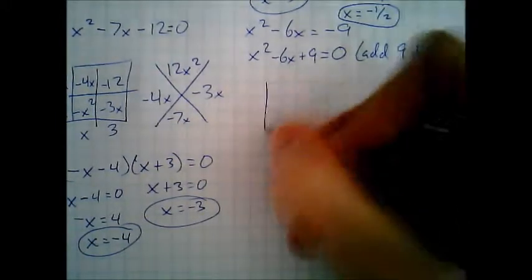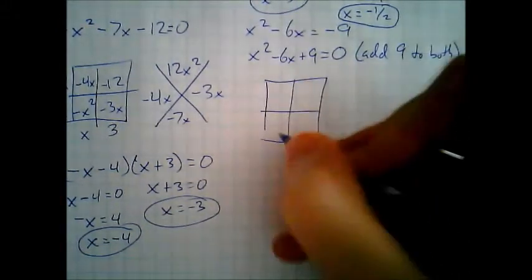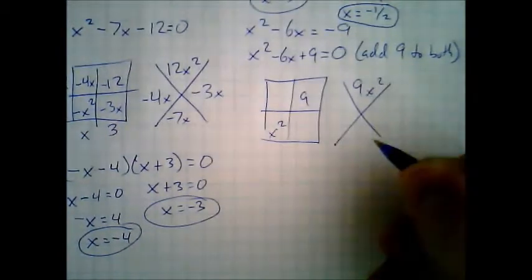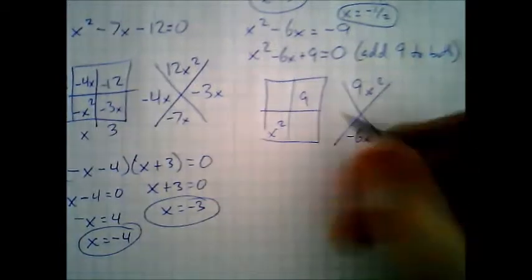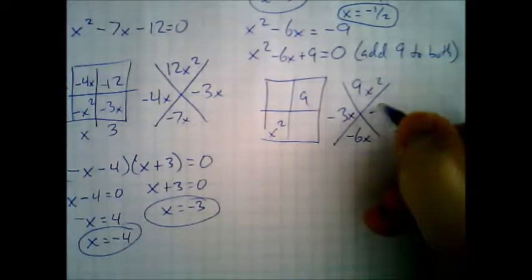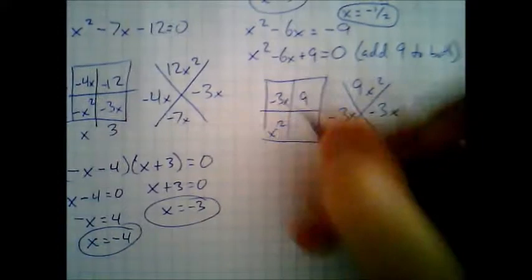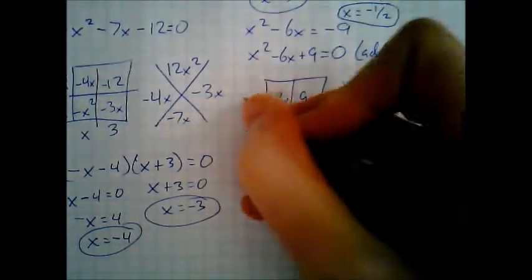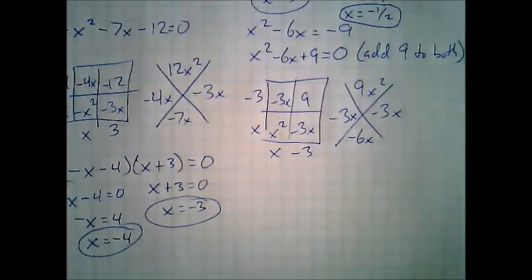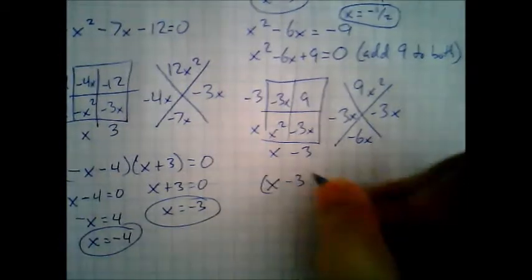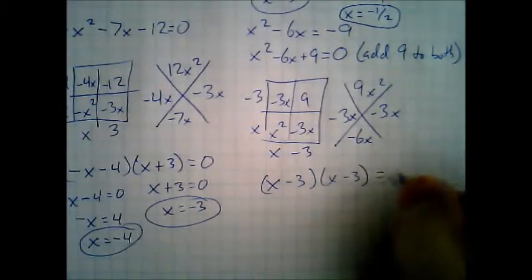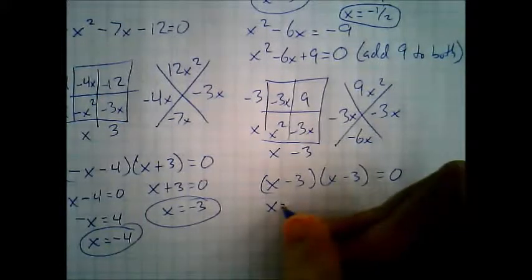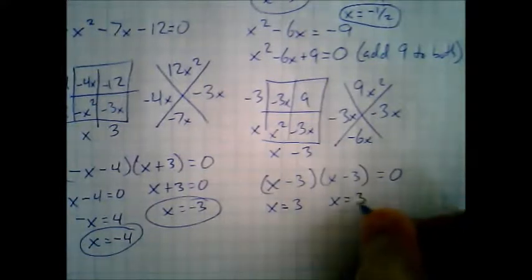Now we're equal to 0, so now we're ready to factor. Generic rectangle, x squared bottom left, 9 in the upper right. Two numbers that multiply together to get 9x squared and add to -6x. This is -3x and -3x. So here we have x minus 3 and x minus 3. So this is x minus 3 times x minus 3 equals 0. We notice we have the same factor. So this means x equals 3 for this one, x equals 3 for this one.